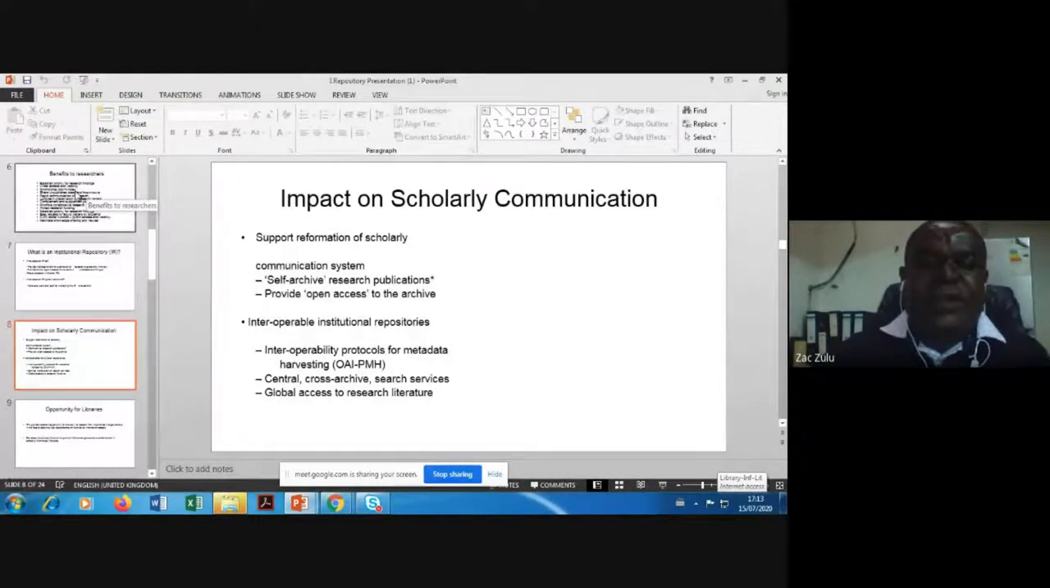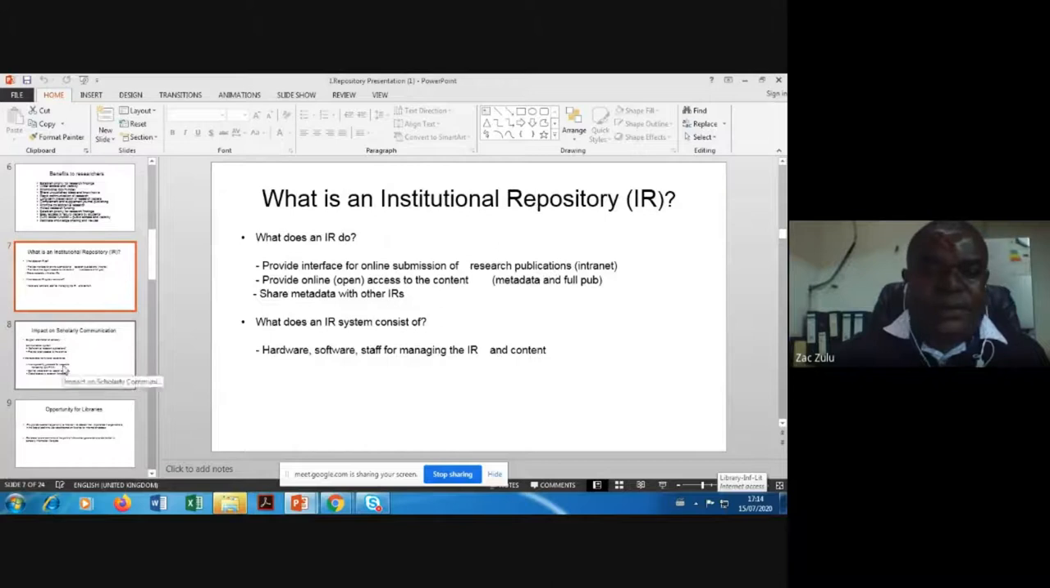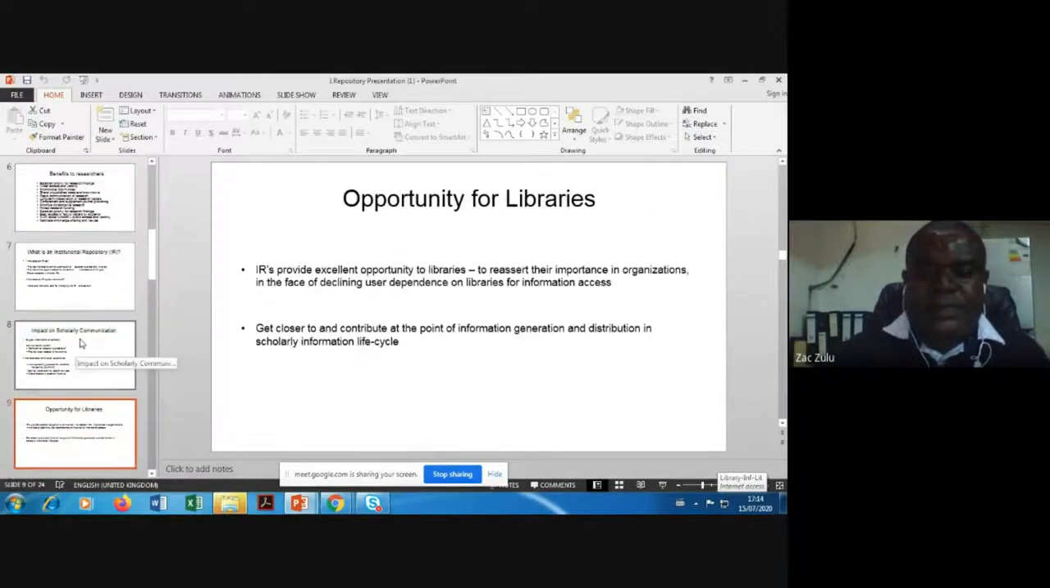And then what is the impact on scholarly communication? IRs provide excellent opportunities for libraries to reassert their importance in organizations in the face of declining user dependence on libraries for information access. And from our experience, from the stats which I will show later in our discussion, you will see how our IR has enabled this access.